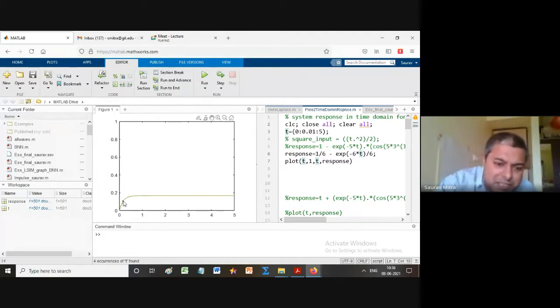For that steady state error, you cannot find it here. At this point, the output is still increasing. You cannot find steady state error here.